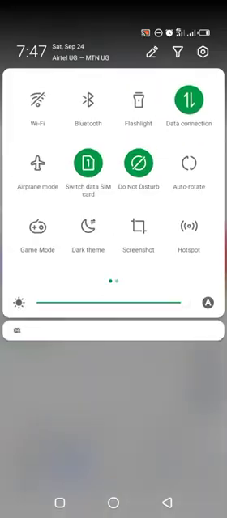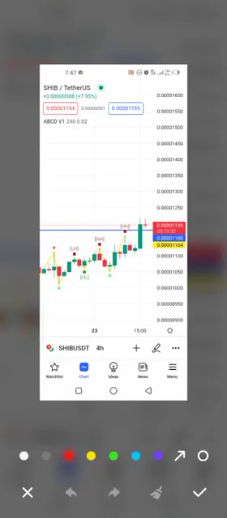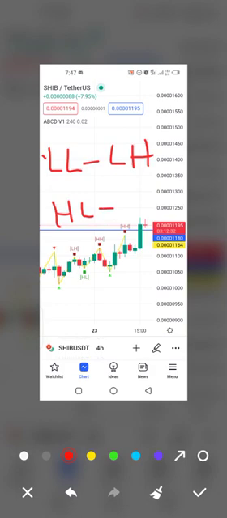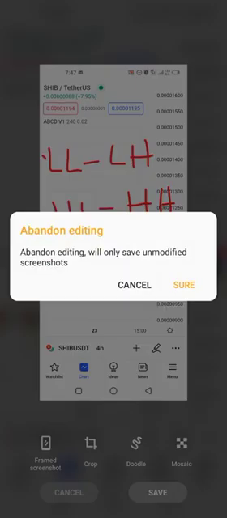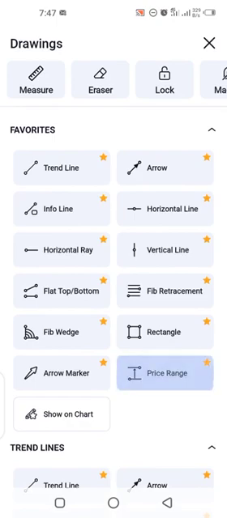Let me just draw my screenshot again. In the downward market, we get in at the lower low, we get out at the previous lower high. In an upward trend, we get in at the higher low and get out at the higher high. Simple as that.